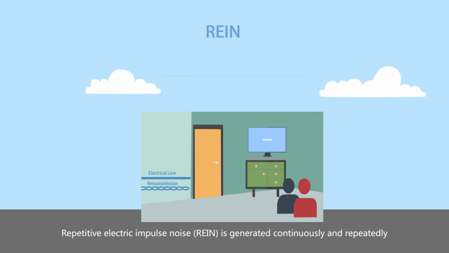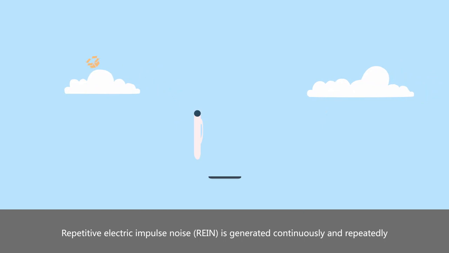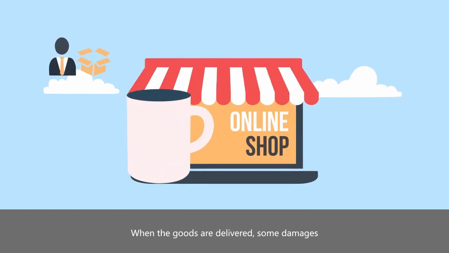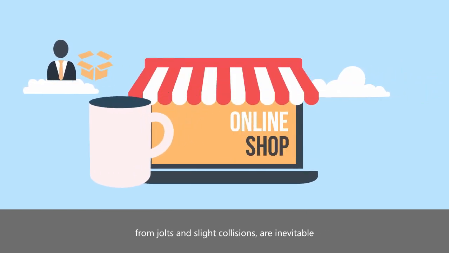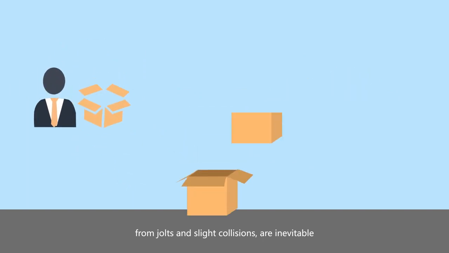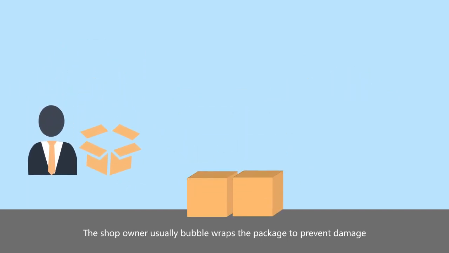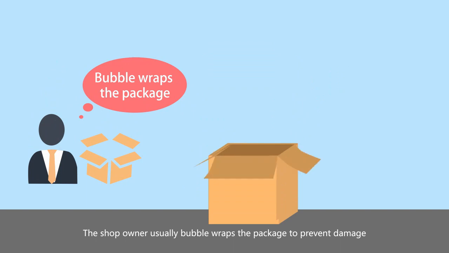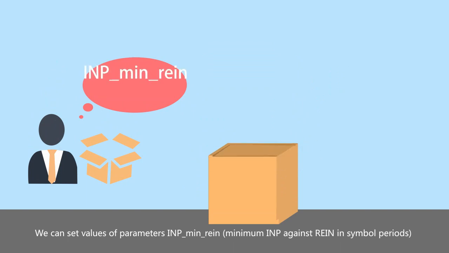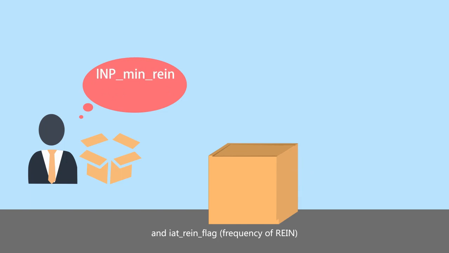REIN, repetitive electrical impulse noise, is generated continuously and repeatedly. When the goods are delivered, some damage from jolts and slight collisions is inevitable. The shop owner usually bubble wraps the package to prevent damage. We can set values of the minimum INP against REIN in symbol periods and the frequency of REIN.